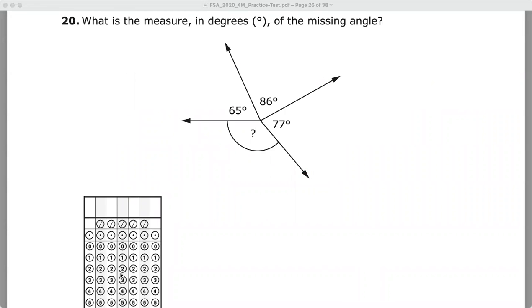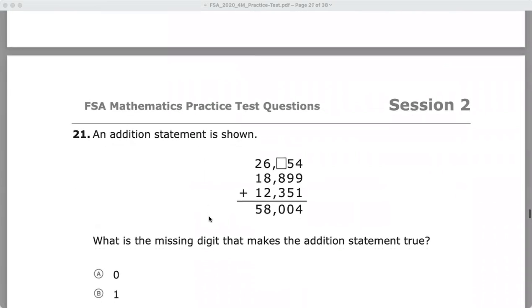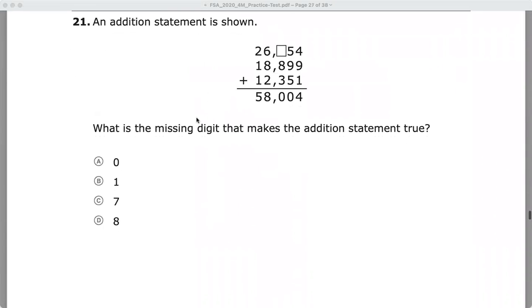You should always check my work because I do make mistakes. And I don't have the answer key in front of me. And that's okay. Making mistakes is part of math.